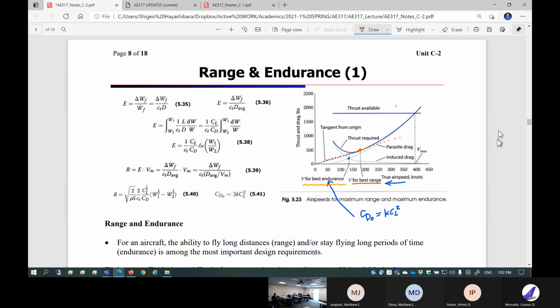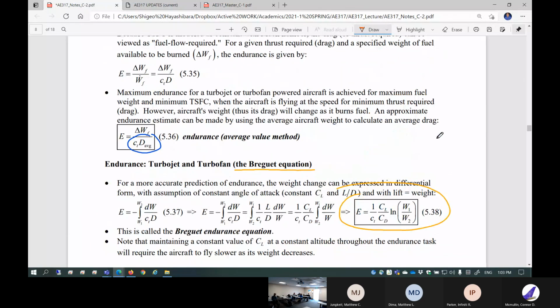Okay. In order to find that, you have to draw a straight line starting from the origin, touching this thrust required plot, which is tangent right here. So oftentimes, if you want to find such a point, again, you need to have a straight edge, draw a straight line from the origin, just barely touching this thrust required curve. Then you can determine velocity for best range. Okay, anyways. So that's what it is right here.